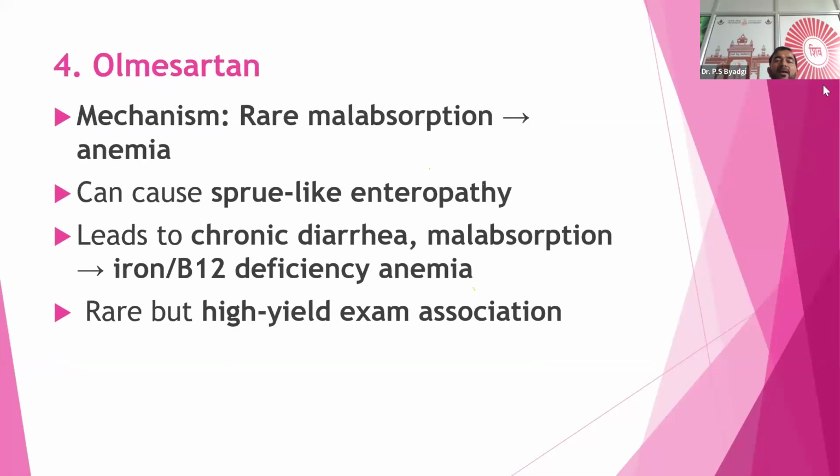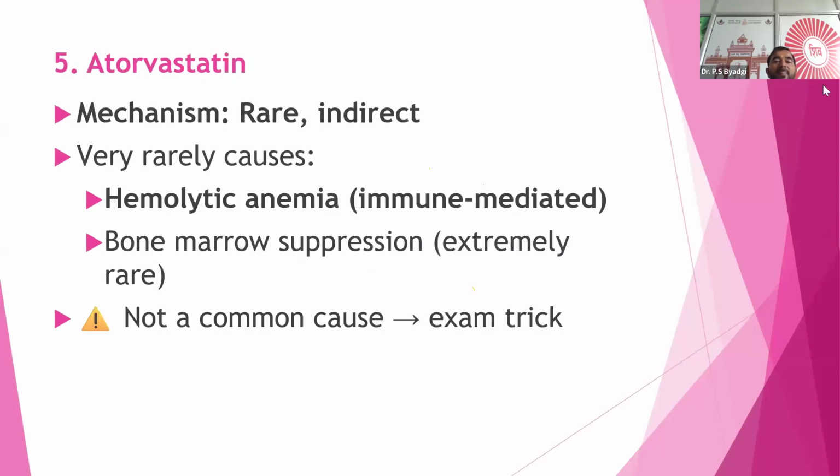The mechanism with olmesartan is a rare malabsorption anemia; it can cause sprue-like enteropathy, leading to chronic diarrhea, malabsorption, and iron or other deficiency anemias, but the incidence is very, very rare. Atorvastatin is again one of the drugs that, rarely but indirectly, causes hemolytic anemia and bone marrow suppression.